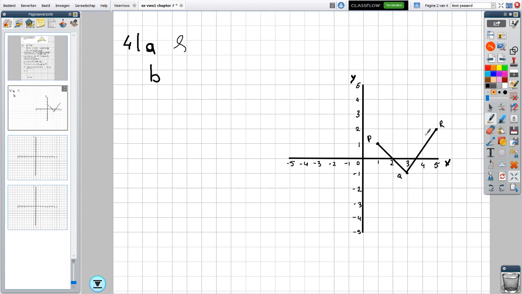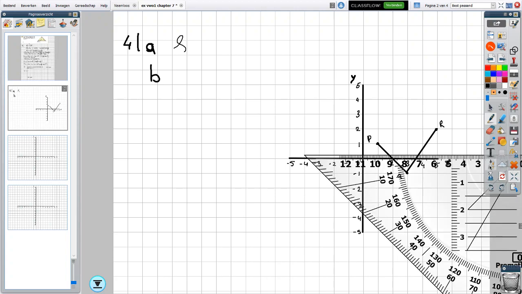Remember, in a parallelogram, opposite sides have equal lengths. So PQ must have equal length to a side that must be here. Not only that, they also have exactly the same direction. They are parallel. So I could do two things here. I'm going to show you both methods.